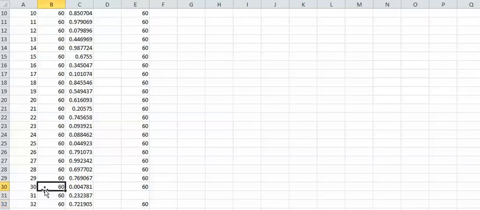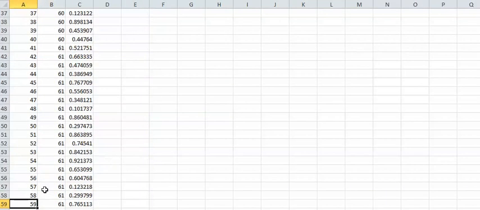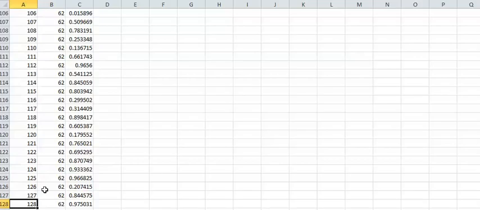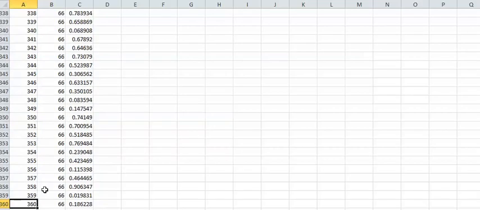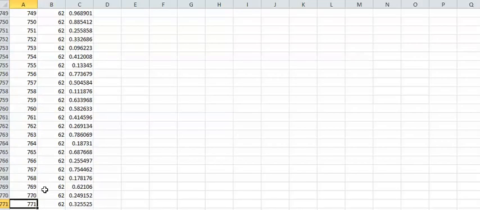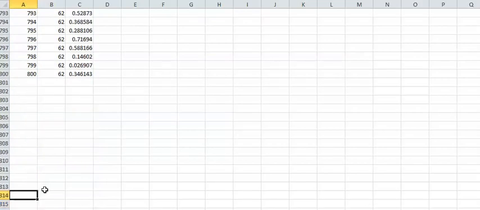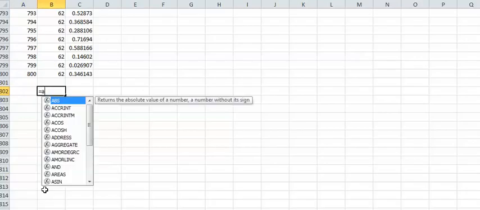We need to know what the population mean equals, which is what you would get if you added all 800 numbers and divided the total by 800. We can find that out right here. I just have to go down to the bottom. Right here, type in equals average.